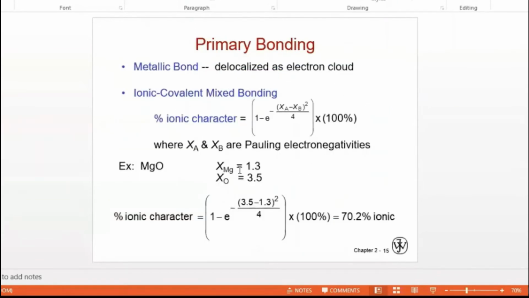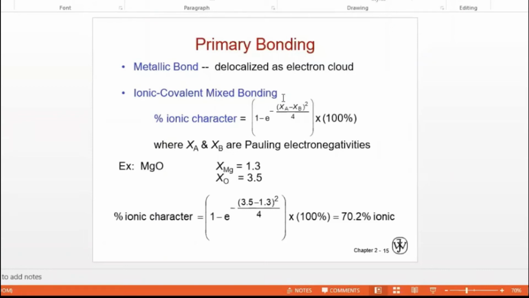So I am just doing an example, right? Taking MgO. This is the formula: percentage ionic character equals 1 minus e to the power minus (xa minus xb) whole squared upon 4, into 100. In order to find the percentage, we multiply by 100, where xa and xb are Pauling's electronegativities, xMg and xO. You see in the electronegativity table, magnesium has the value of 1.3, and oxygen has the value of 3.5.